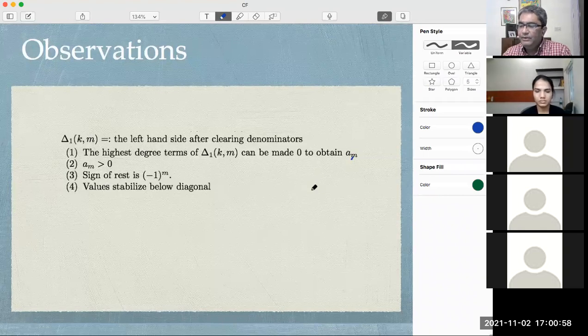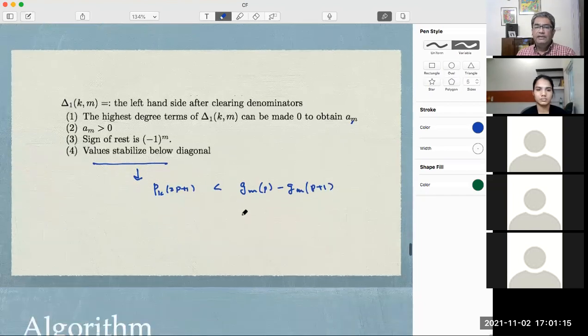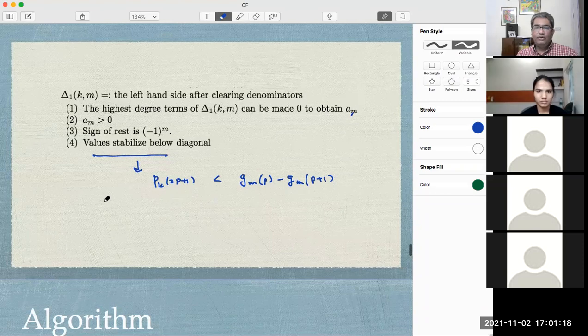What do these mean? This is important. Suppose we have found that pk 2p plus 1 is less than some gm p minus gm p plus 1. Okay, we found this. And if the values stabilize, so for k bigger than m plus 1 these values stay the same, you can take the limit as k goes to infinity, and the value stays the same. And in the limit, you've got EP. So that means that this is an upper bound. Whatever upper bound I have found is an upper bound too.